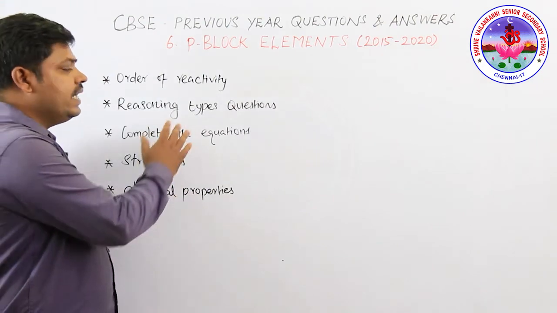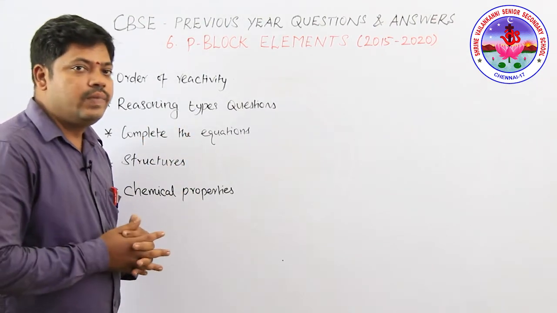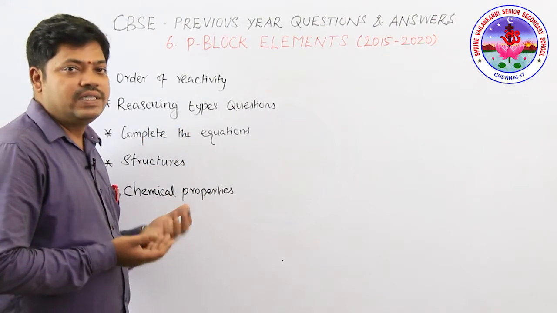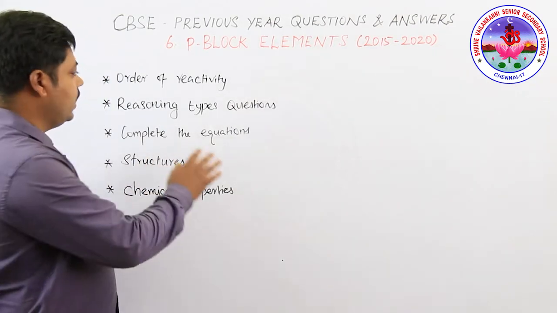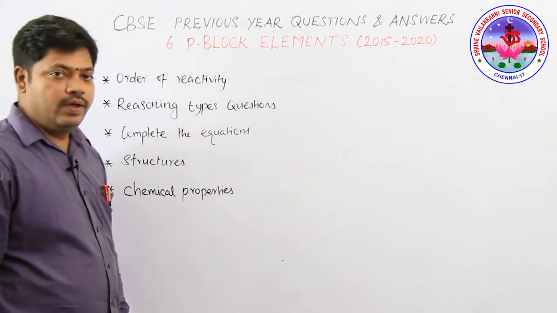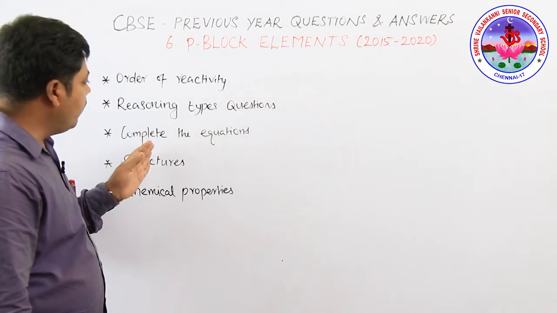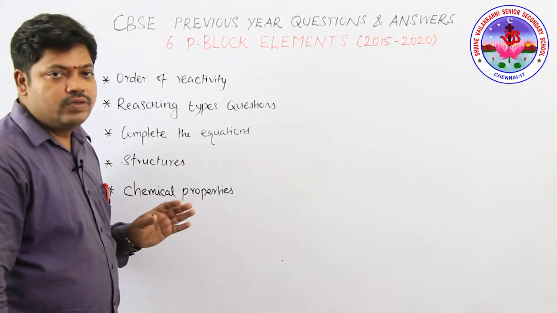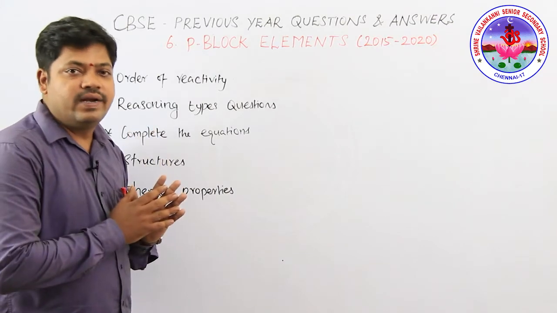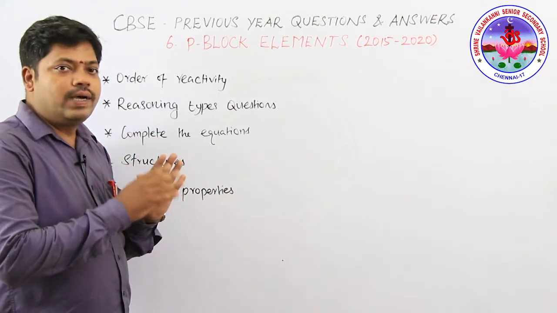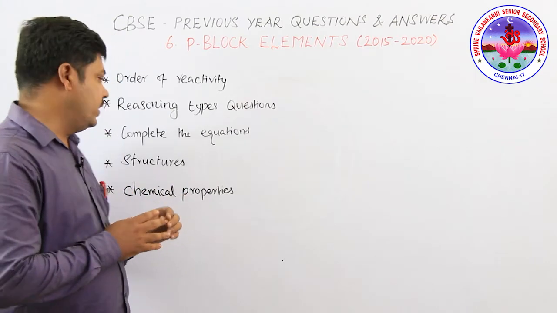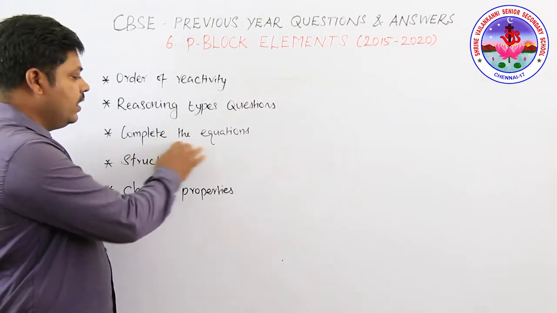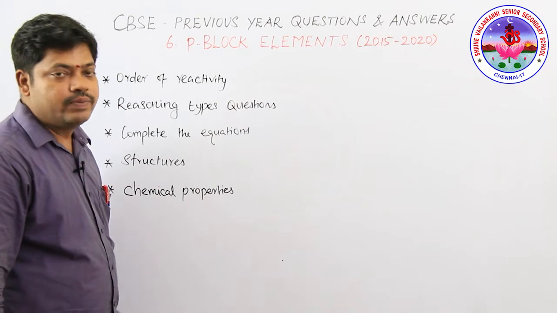Then the reasoning type question. The reasoning type means why something happens like this. Give reason or account for the following. These types of questions are called reasoning type questions. Then complete the equations. Usually the reactant side is given in the question paper, and you have to complete the equation with the product, with the balanced equation. That is the very important thing. That is called the complete the equation type of question.